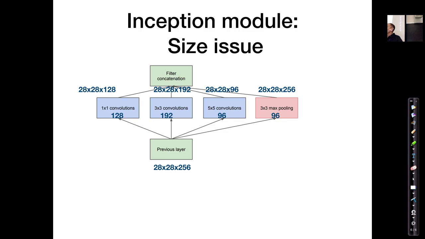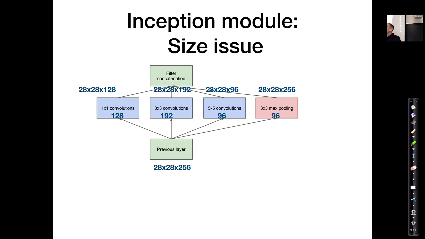What sort of stride will we use? Yeah, we'll want to have one stride. Zero stride, I would not recommend. So one stride, and we'll have to also add padding.